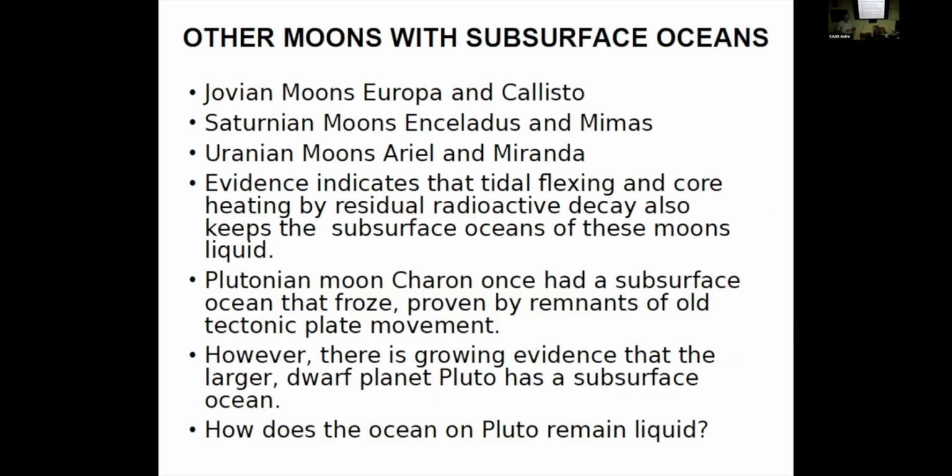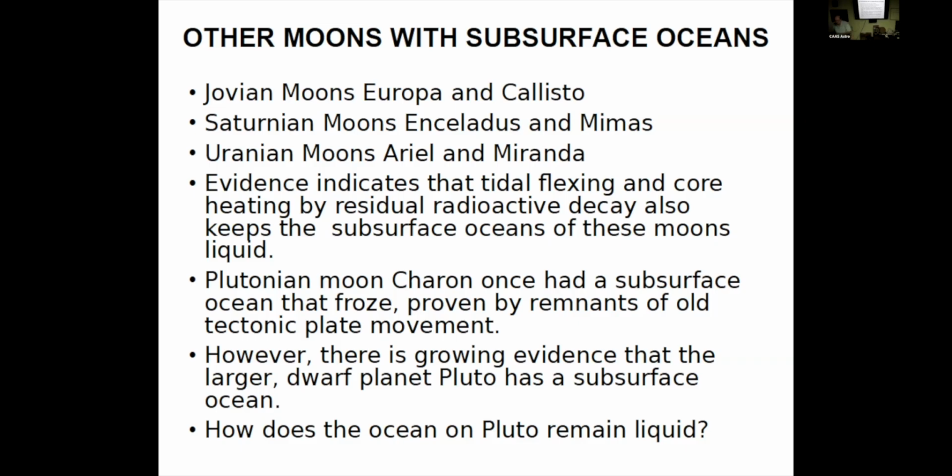Other moons with subsurface oceans: the Jovian moons of Europa and Callisto, Saturnian moons Enceladus and Mimas, the Uranian moons Ariel and Miranda. So evidence indicates that tidal flexing, and also some radioactive decay, keeps these oceans liquid. Otherwise, if they were away from their planet, the ocean would likely be just solid ice.